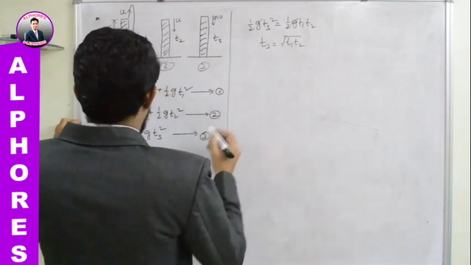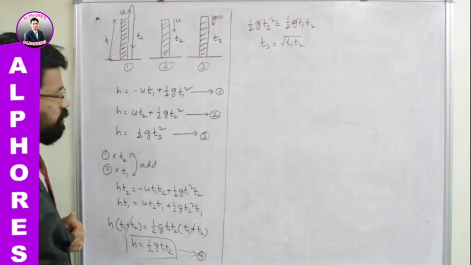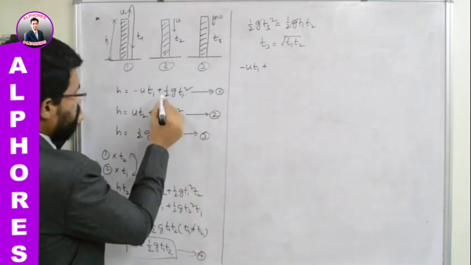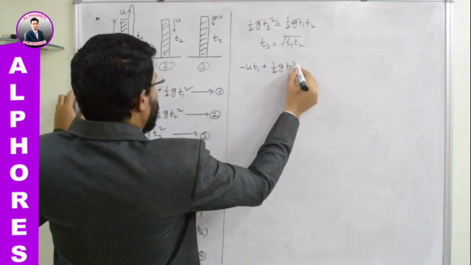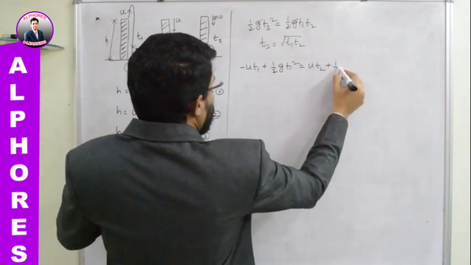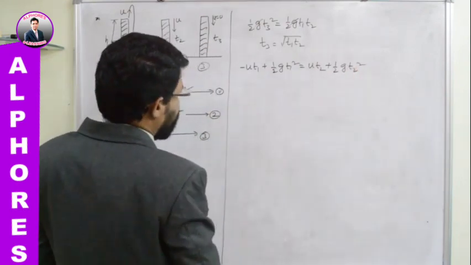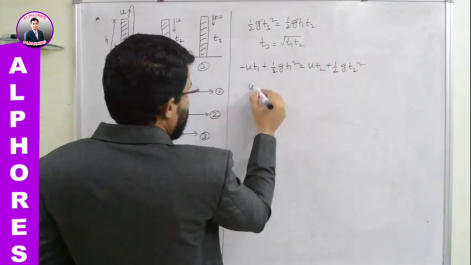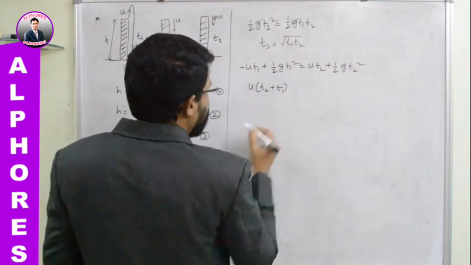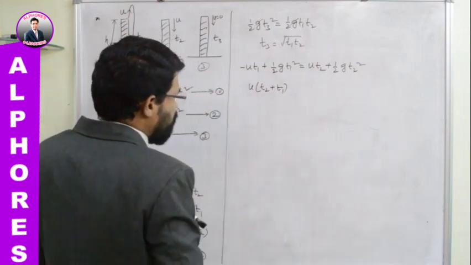The other thing that we can explore is, here also, LHS parts are equal. So I'll equate RHS parts corresponding to equations 1 and 2. If I equate them, what will I get? Minus u t1 plus half g t1 square is equal to u t2 plus half g t2 square. I will take this towards the RHS side, then you can take out u common, t2 plus t1, isn't it? Because minus u t1 goes to the RHS side, it becomes plus u t1.